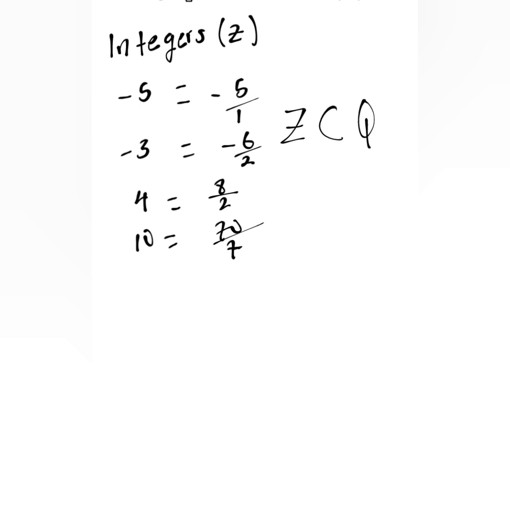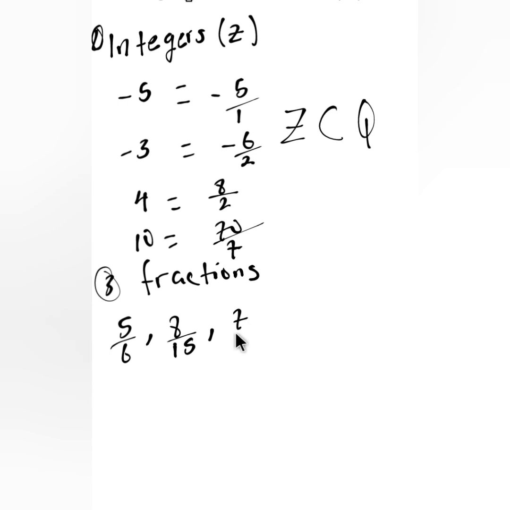Now let's take another example. All fractions are rational numbers. Example 3, fractions. So all fractions, 5 over 6, 8 over 15, 7 over 23, 10 over 17, all of these fractions, they are rational numbers. And that is the definition. Rational numbers are numbers that can be expressed as a fraction. So obviously fractions are rational numbers. So let's take a fourth example.